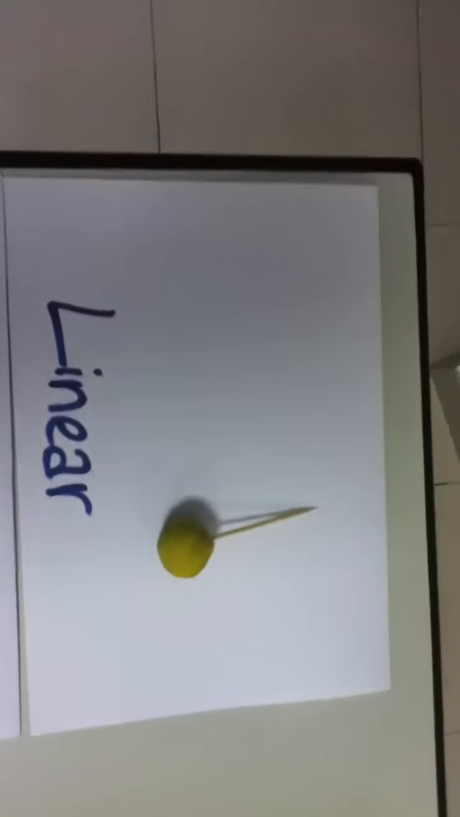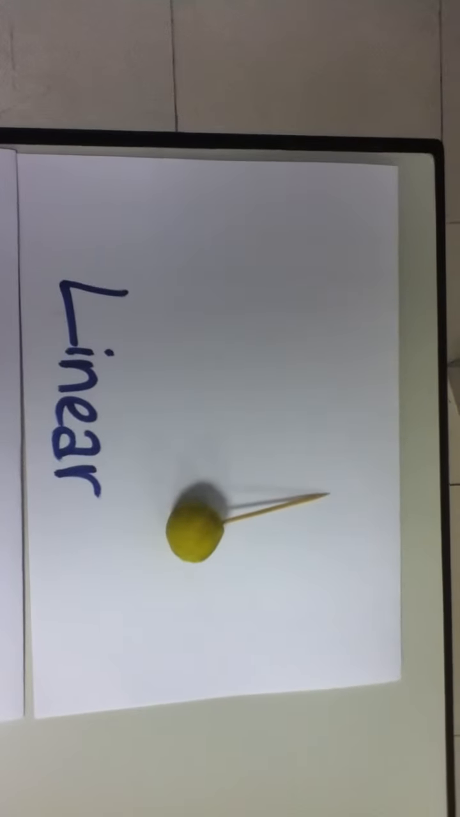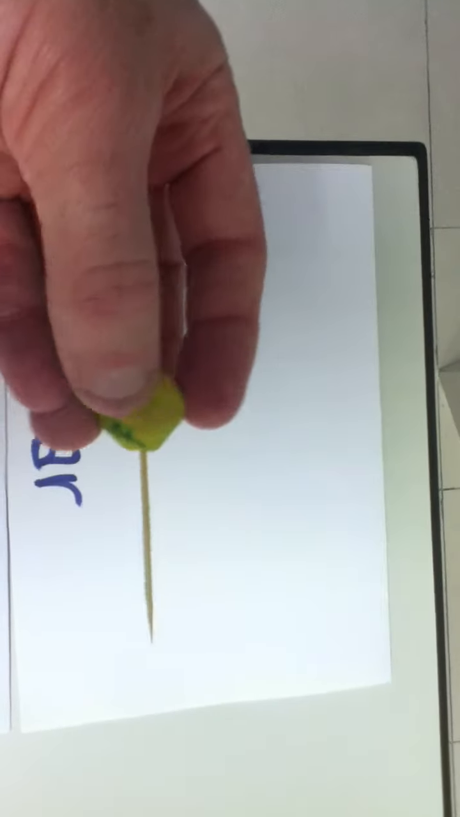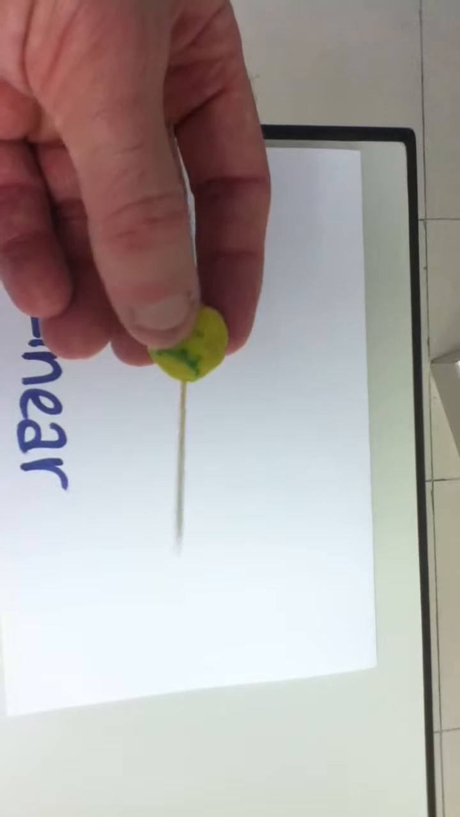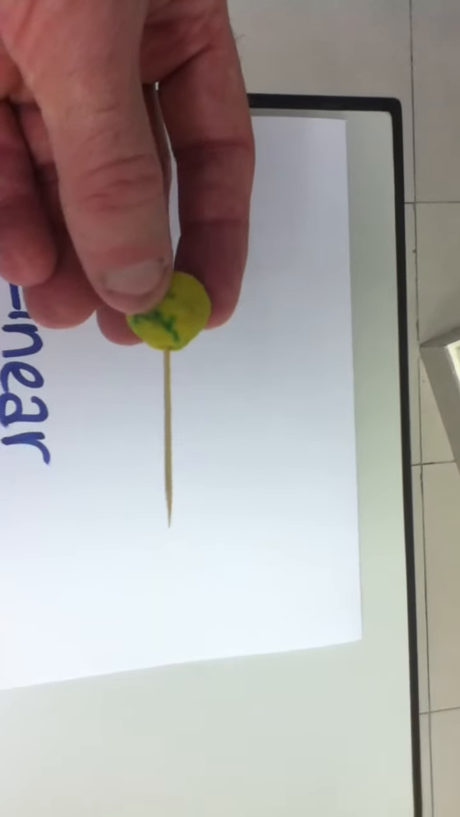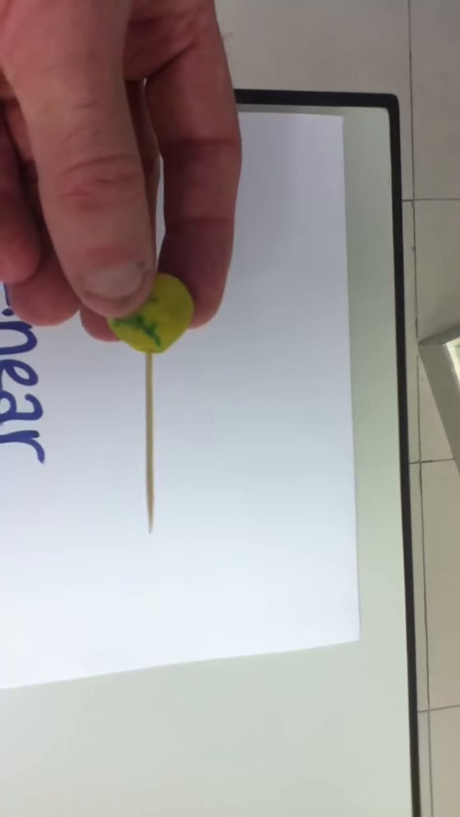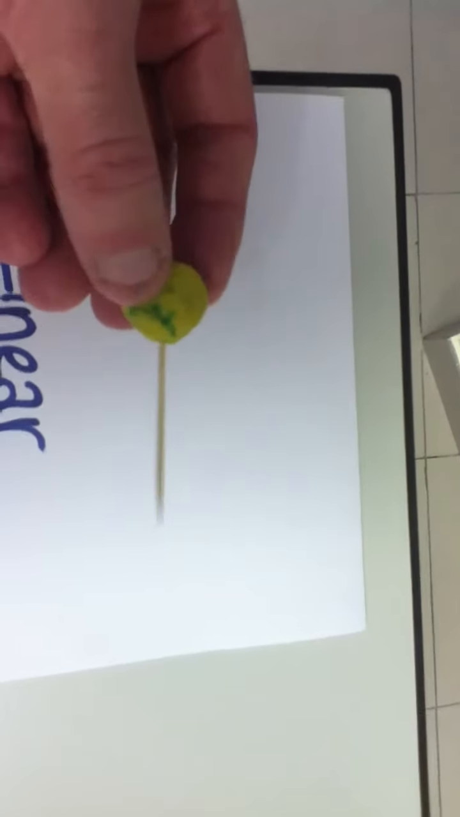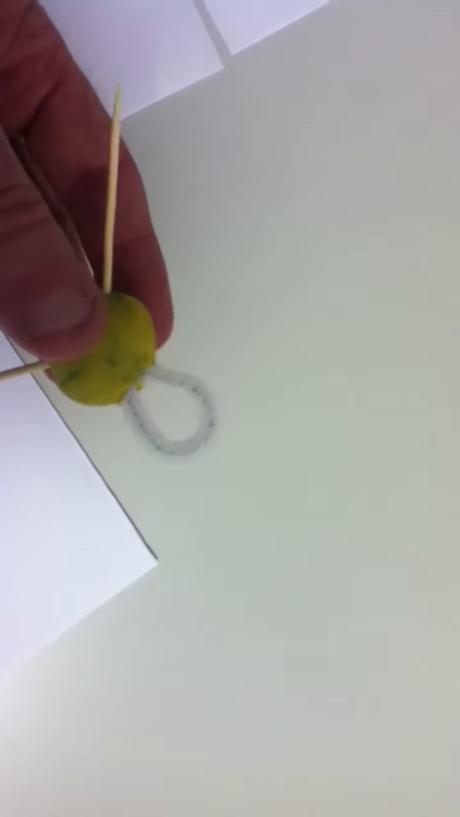Okay, let's look at two things before we even begin. That's a toothpick, and that's going to represent a bond, a bonded pair of electrons. At the end of every toothpick, there is understood to be another atom. So it's two atoms right there, okay? This is a pipe cleaner. That's a non-bonded pair of electrons.